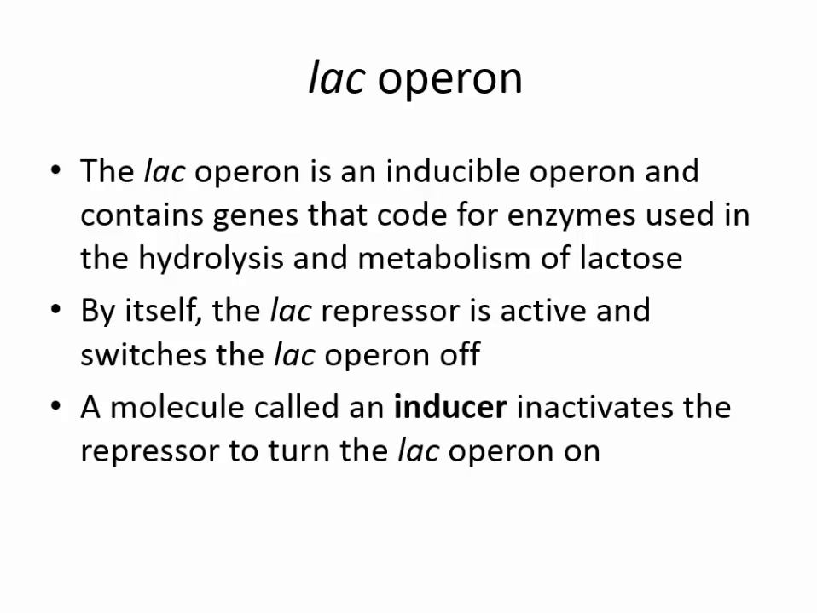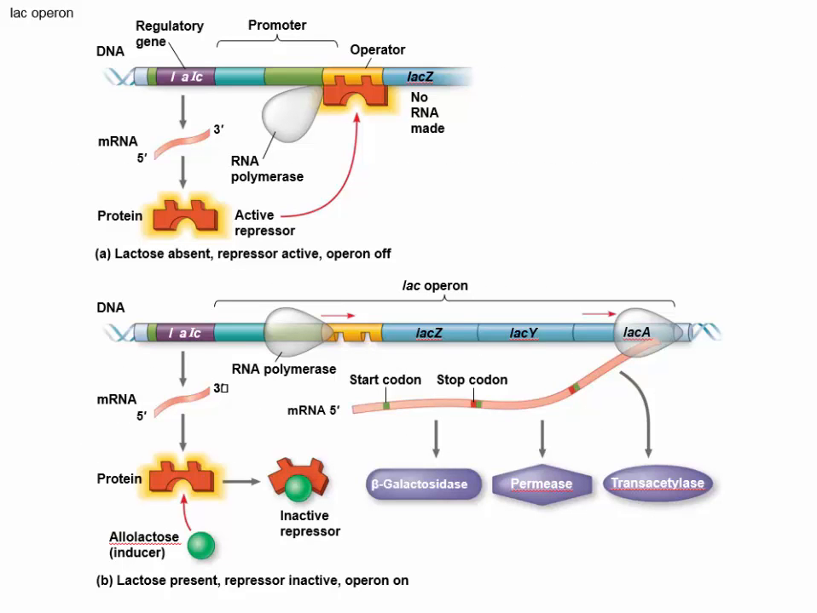There is another operon which is pretty famous. It's called the lac operon. It's an inducible operon and contains genes that code for enzymes used in the hydrolysis and metabolism of lactose. By itself, the lac repressor is active and switches the lac operon off. A molecule called an inducer inactivates the repressor to turn the lac operon on. And here's a picture of the lac operon operating.